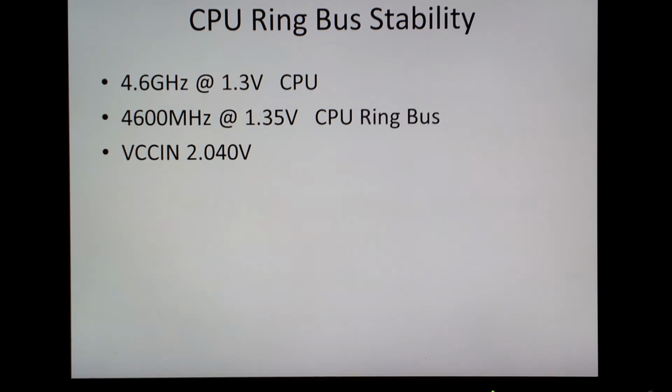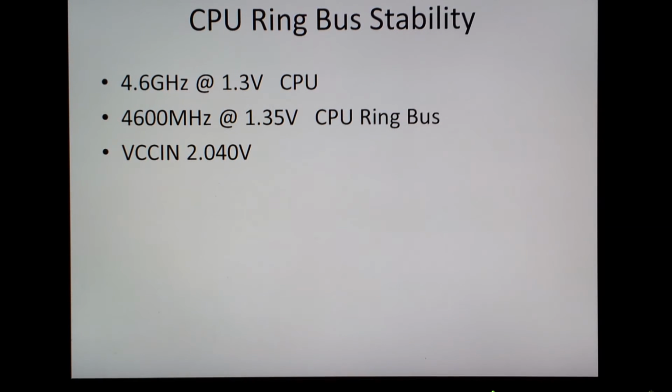So to give you an idea of my results so far, I've been able to keep my CPU at 1.35 volts. Sorry, this is a little backwards. So my CPU is at 1.35 volts. My CPU ring bus is actually at 1.3 volts. And the processor input voltage right now is 2.04 volts. The maximum amount of stability I've found at this setting so far is 9 hours. It crashed after 9 hours of being stable.